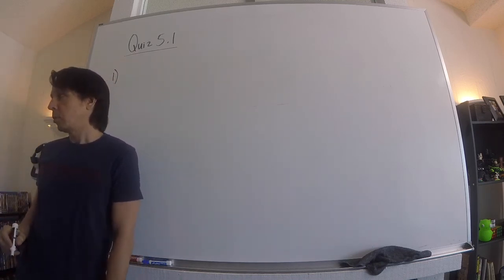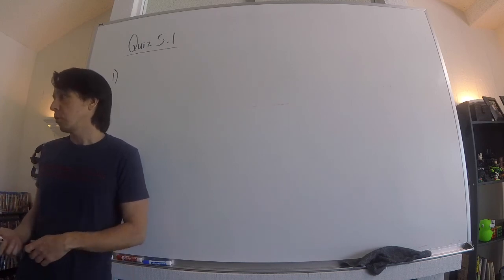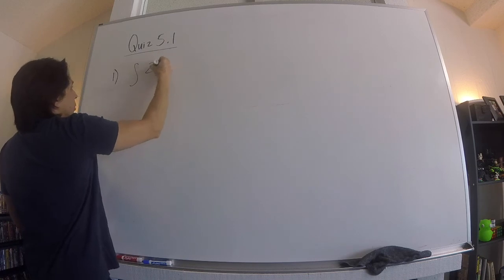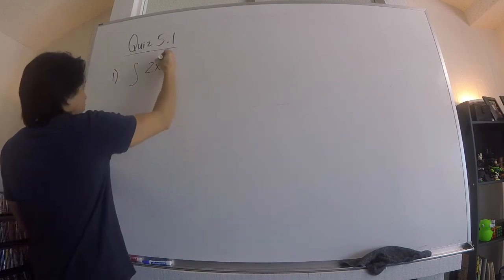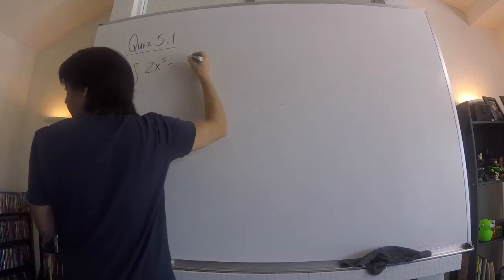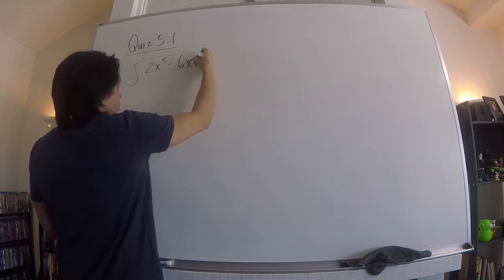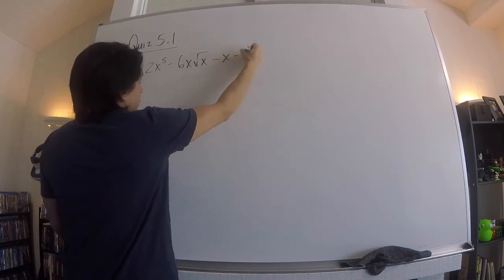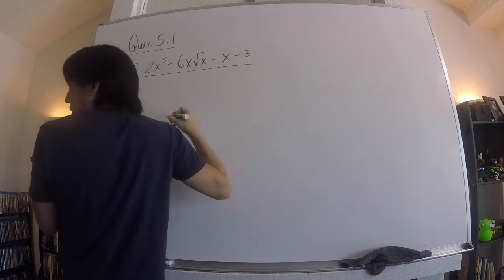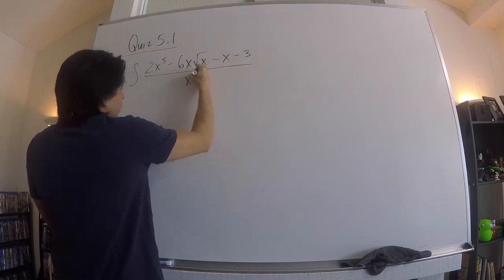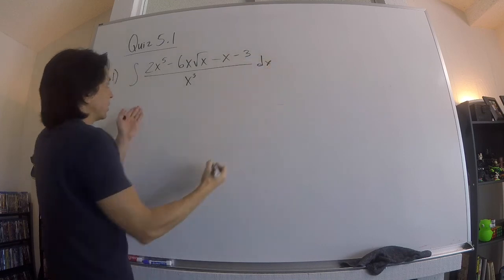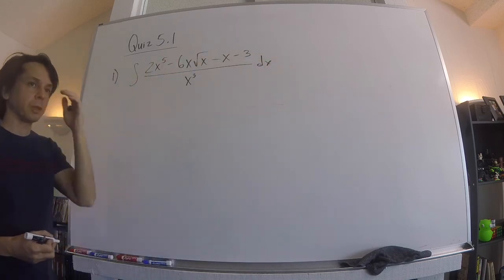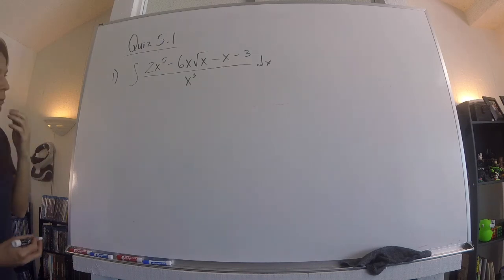In 5.2, we're going to have some more methods that'll give us more versatility. But for now, when you see something ugly like this, it's all just powers of x, except that you have a polynomial over a polynomial. And you can't really work with that. You can't just take the antiderivative of the top and the antiderivative of the x cubed on the bottom and put one over the other. That's not allowed, it's not a rule.